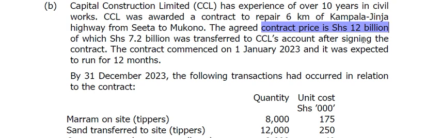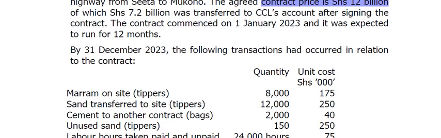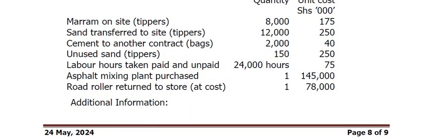By 31st December 2023, the following transactions had occurred in relation to the contract. So we have the quantities and their unit costs. These are the transactions that occurred in relation to the contract. We have murram on site, the sand transferred to site, cement to another contract, unused sand. You have the labor hours taken, the paid and the unpaid, so that's the total of 24,000 hours. We have the mixing plant that was purchased, a road roller returned to store at cost. So that is the information we have.